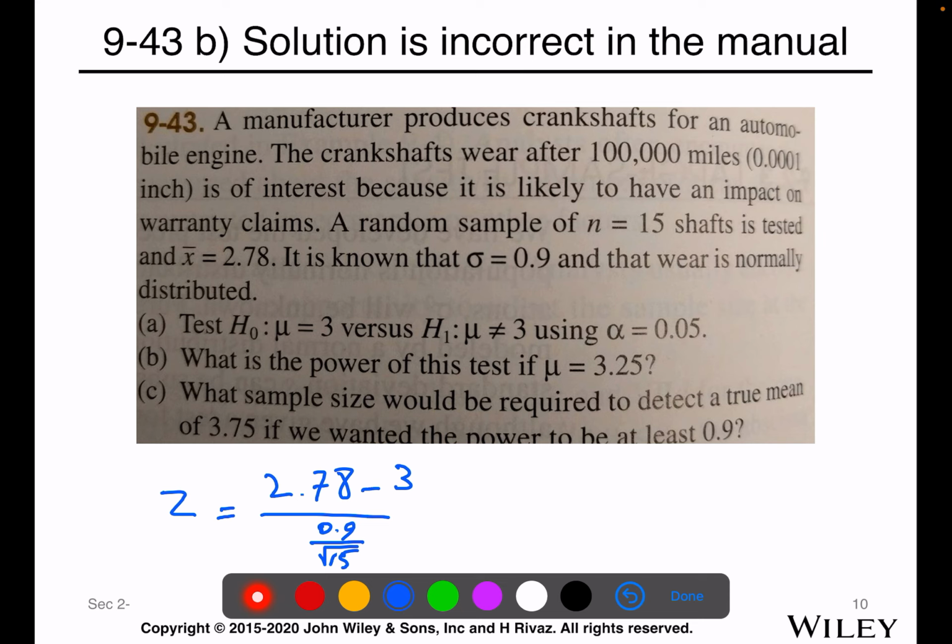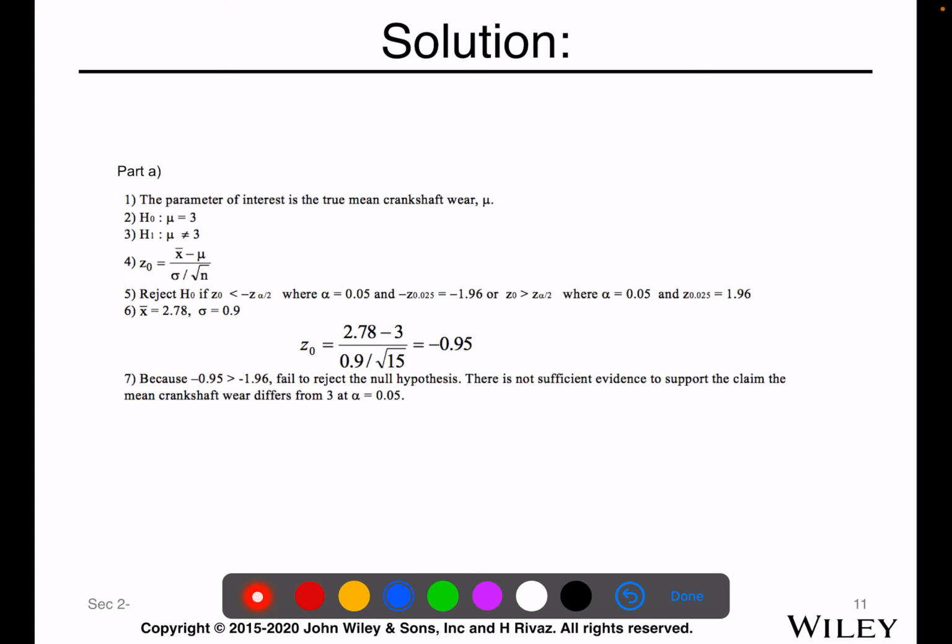Did somebody punch this number in? It's okay if you haven't. We just move to the next one. So I think the solution is here. So 2.78 minus 3 divided by 0.9 divided by square root of 15, that's minus 0.95, right?